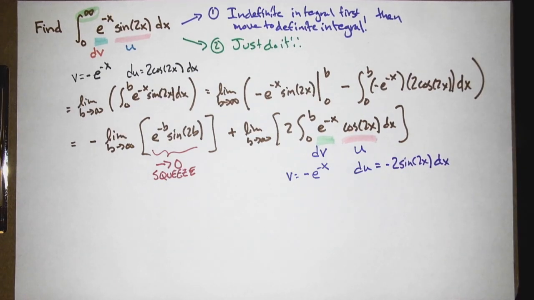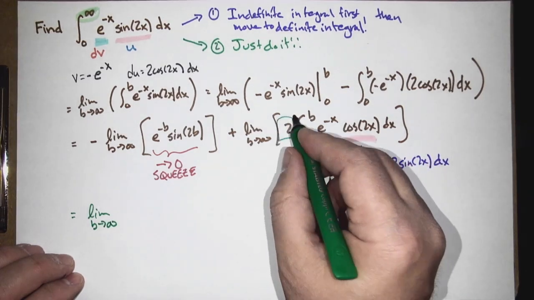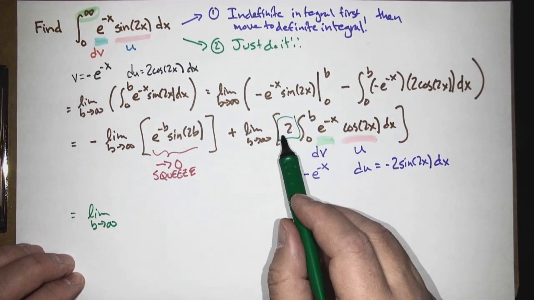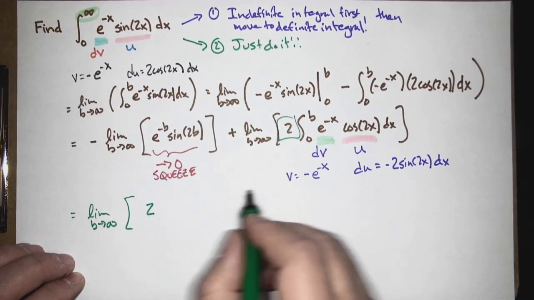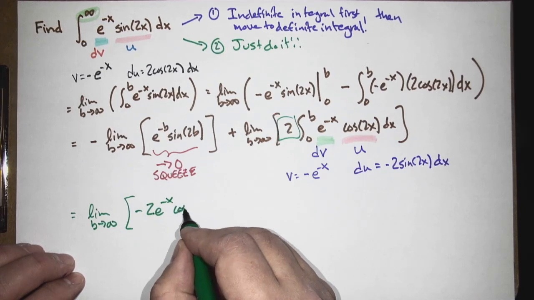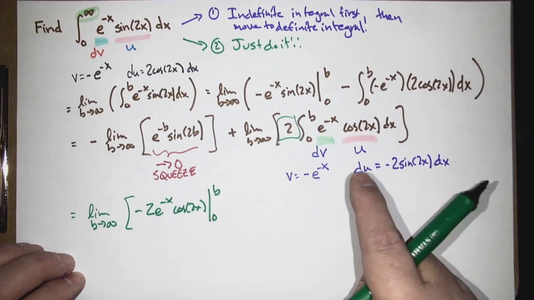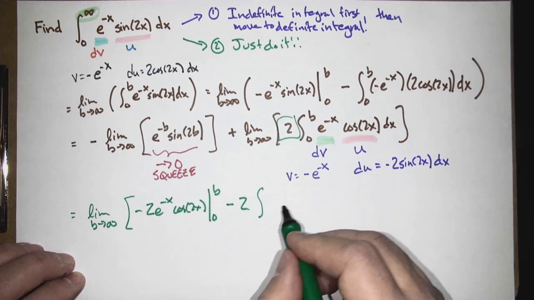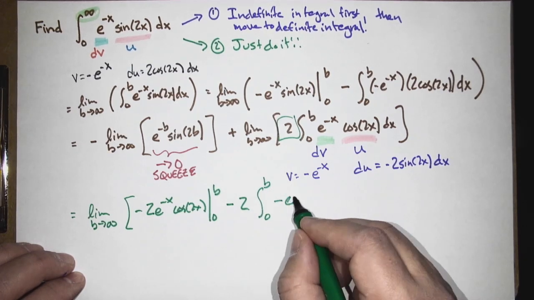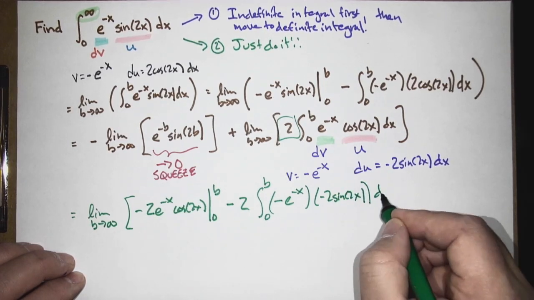All right. Well, what do we have? This becomes the limit as b goes to infinity. Don't forget about the 2. We're going to put the 2 in pieces. So we have 2 uv: 2 times minus e to the minus x cosine 2x, evaluated from 0 to b. And then we have this 2, minus 2, integral 0 to b, of minus e to the minus x, times minus 2 sine of 2x dx.